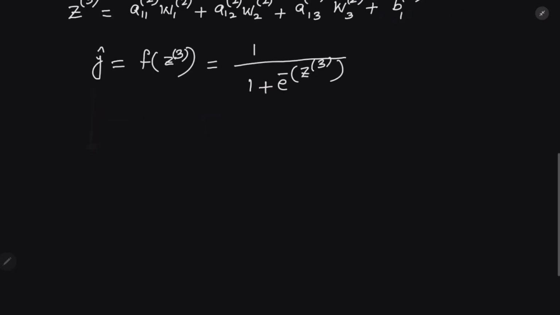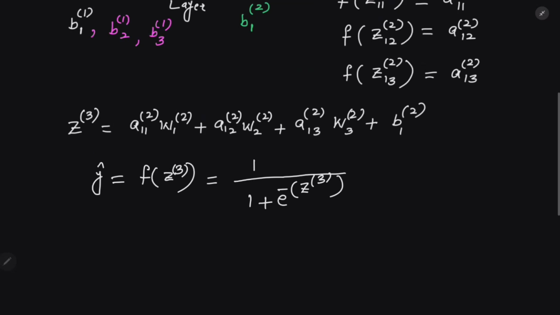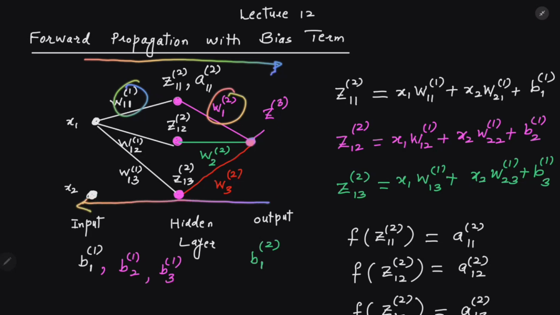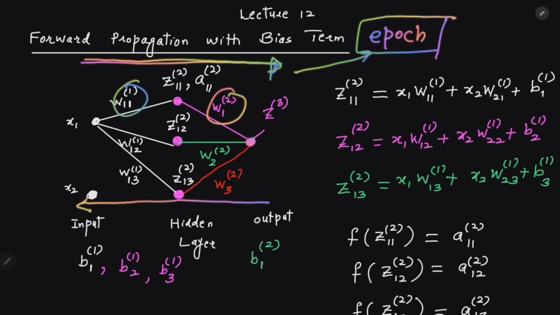So let me talk about forward and back propagation. This was the forward propagation. Forward propagation means that we move from input to the output, and after reaching the output, we want to optimize the weights, so we move from output to the input. This is called an epoch. So you complete one epoch when you move from input to the output, then output to the input.